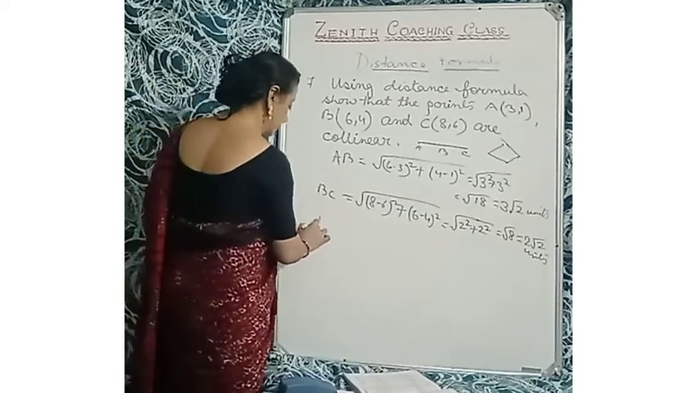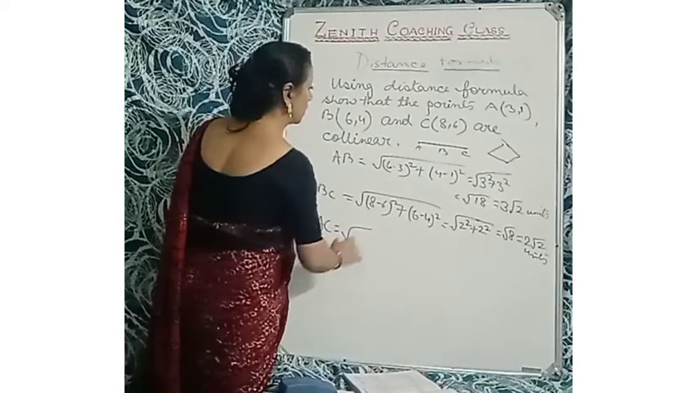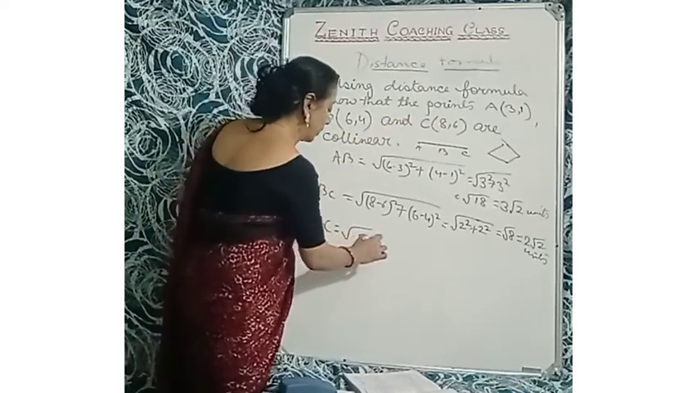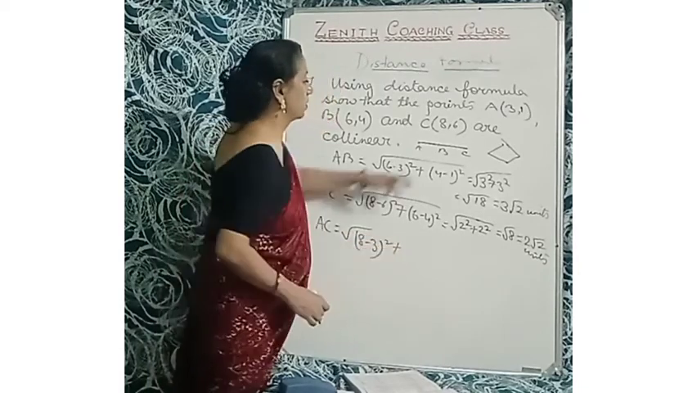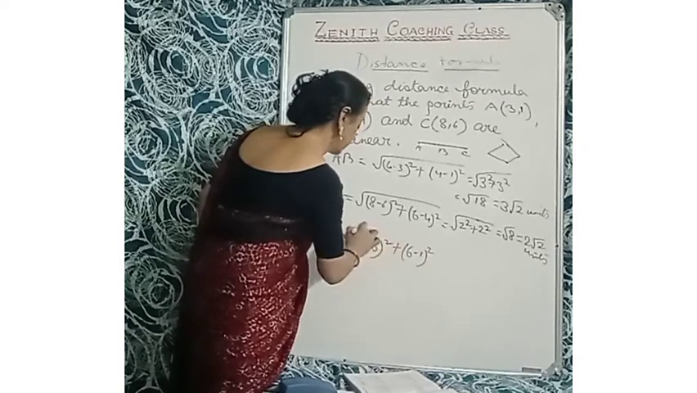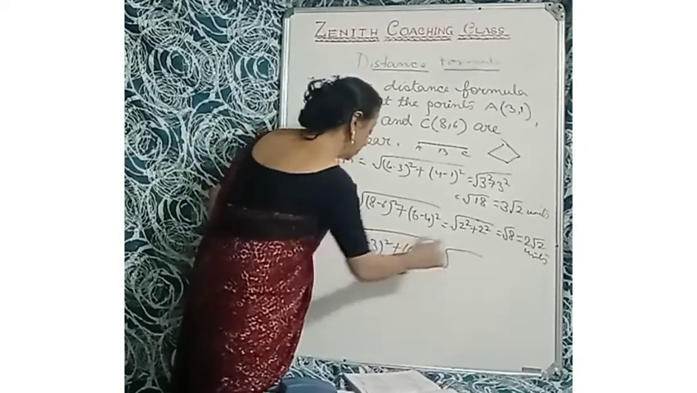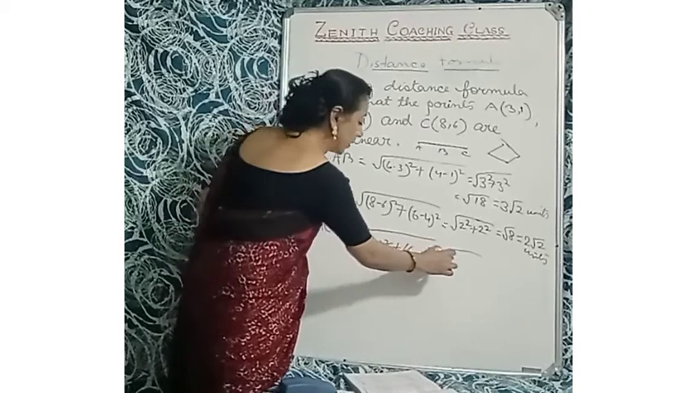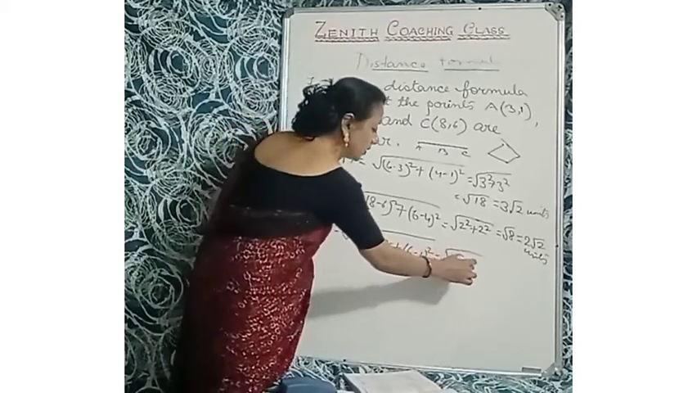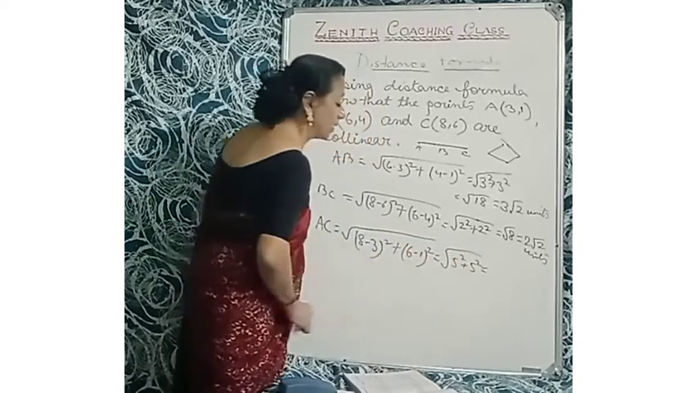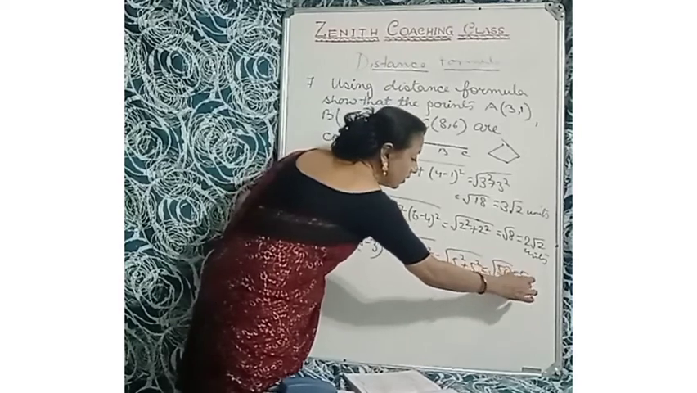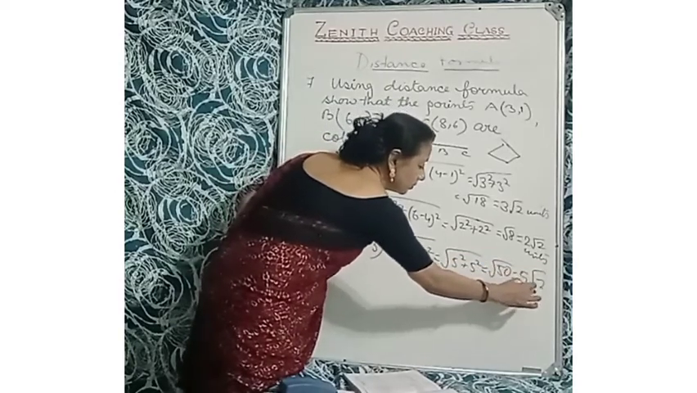Now AC. AC is A and C, so (8 − 3)² + (6 − 1)². So (8 − 3)² is 5², plus (6 − 1)² is also 5². So 25 plus 25, root over 50. Root 50 is 5 root 2 units.